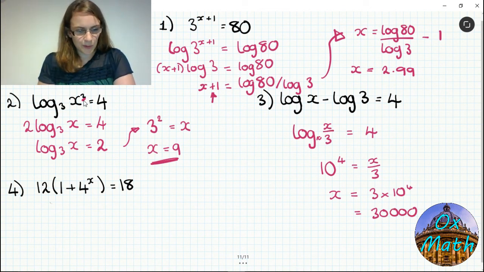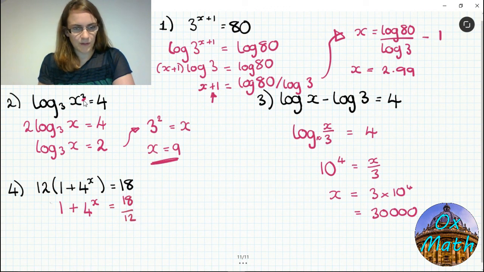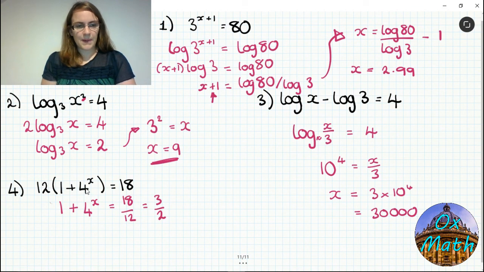Finally, question 4, I'm going to first of all divide by 12. So I get 1 plus 4 to the power x is 18 over 12, which simplifies down to 3 over 2. Remember, we need to get the base and the power on its own to use our definition of logarithms to release the x. So I need to get the 4 to the power of x on its own first, so I'm going to take 1 away from both sides. 3 over 2, take away 1, which is 2 over 2, it leaves me with 1 over 2. So 4 to the power x equals a half.